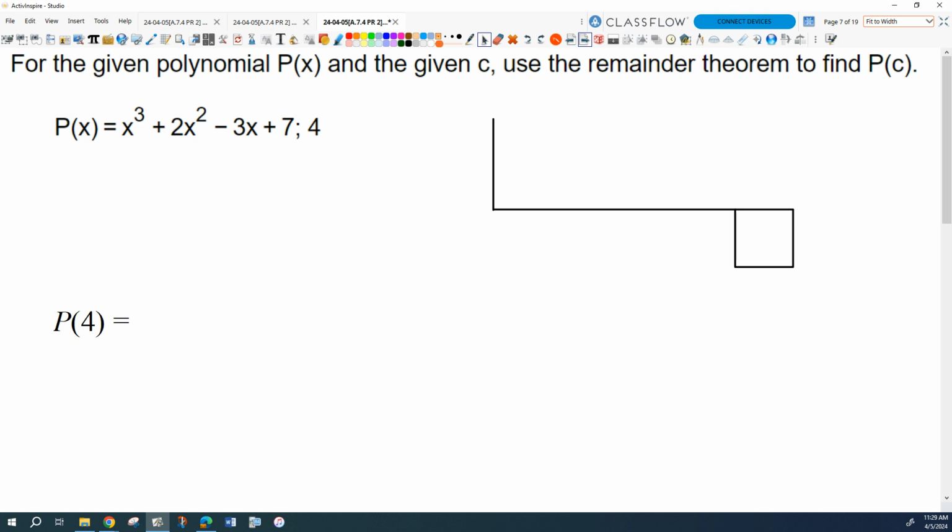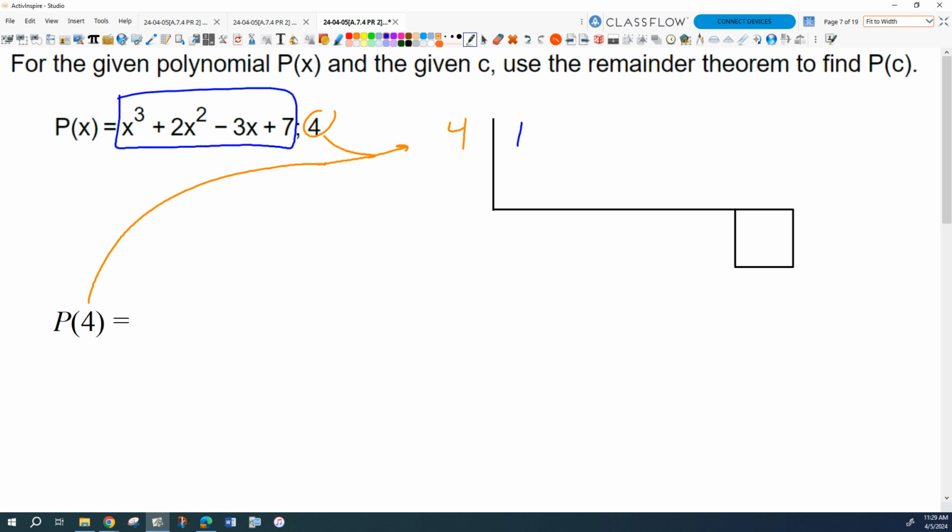So what's this telling us then? If I want to know what P of 4 is, then the number that I'm plugging into the polynomial is the number that goes in front of the synthetic bracket. Everything else is the same. What would the coefficients be? 1, 2, -3, 7.